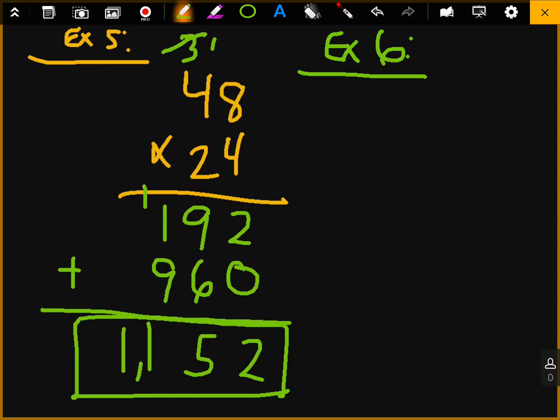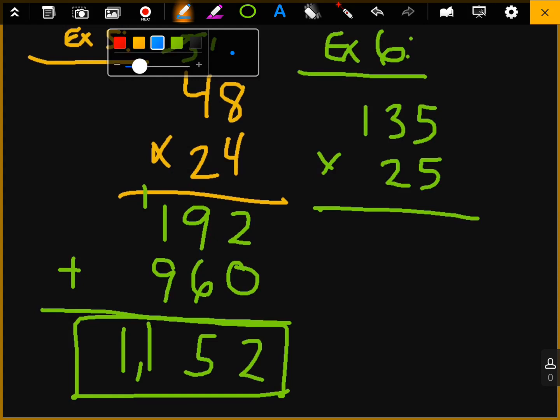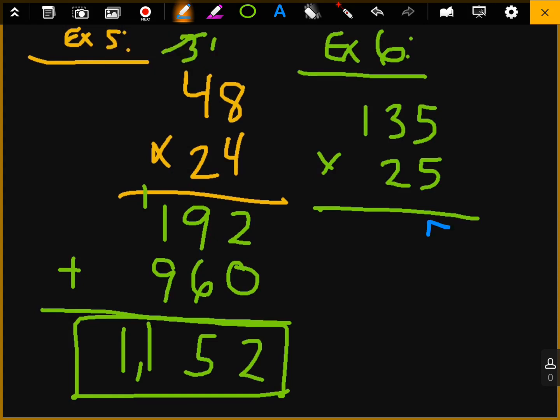Example number 6, if you need to pull it up, go ahead, but I'm just going to read it aloud. There were 135 cars in a rally. Each driver paid $25 to participate. What is the total money paid? First step is you got to multiply what's in the ones place. So 5 times 5 is 25. 5 goes there, carry the 2. 5 times 3 is 15, plus the 2 is 17. 7 goes there, carry the 1. 5 times 1 is 5, plus the 1 is 6.